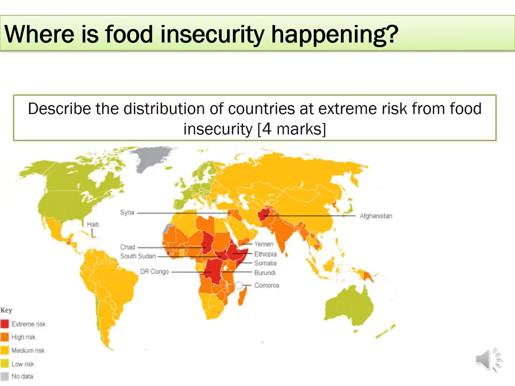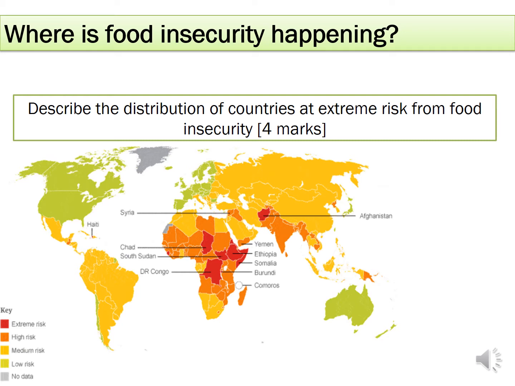So moving on to describing the distribution of countries which are at risk from food insecurity. This is a typical exam question that you might find in question 4 of paper 2. So it says, describe the distribution of countries at extreme risk from food insecurity.